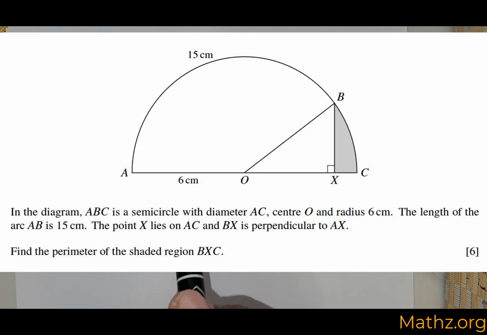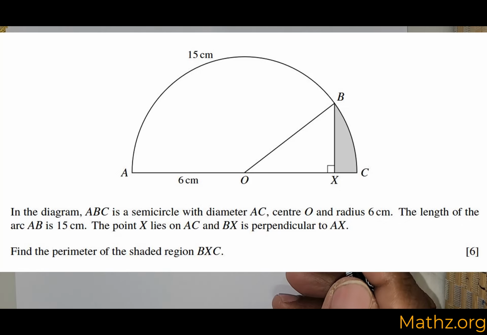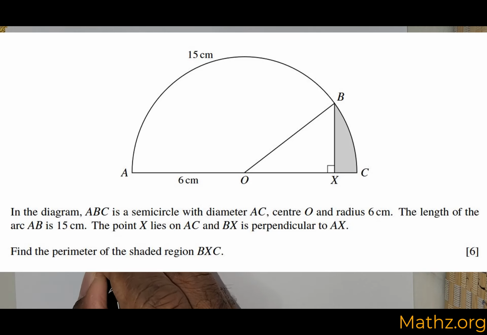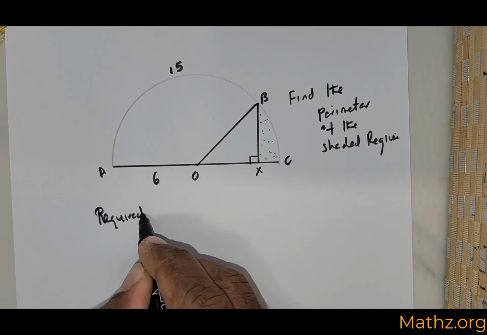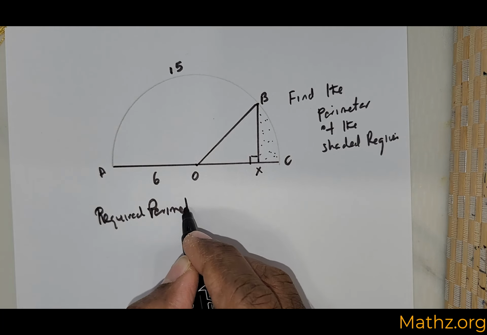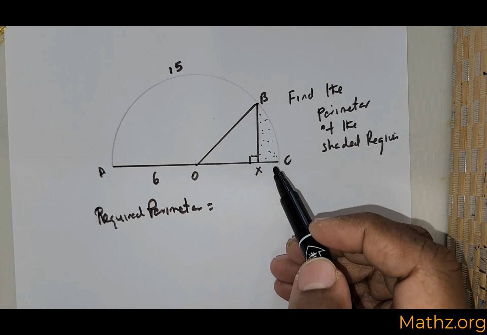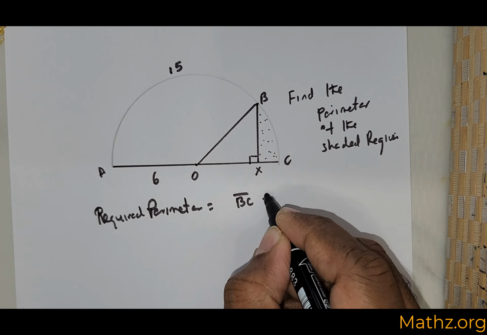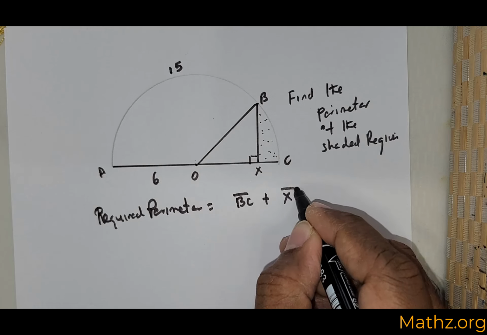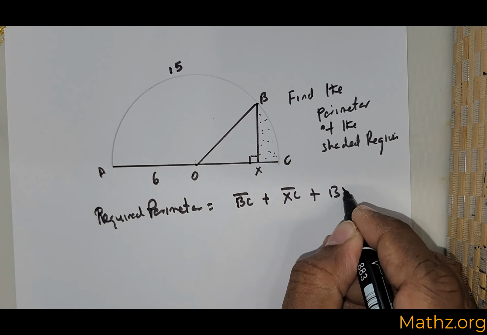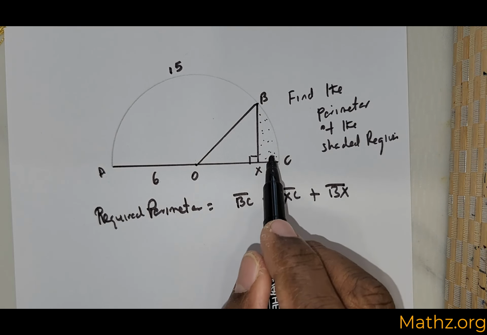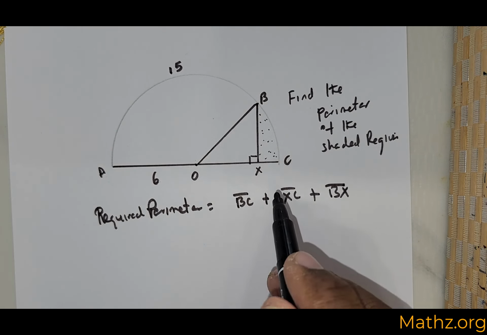Okay, so we are expected to solve this question. The requirement is that we are to find the perimeter of the shaded region. Now let me state that here. Required perimeter is going to be equal to this length, BC plus this length XC plus BX. Now you need to find each of these and then add them up, and that would give you the solution.